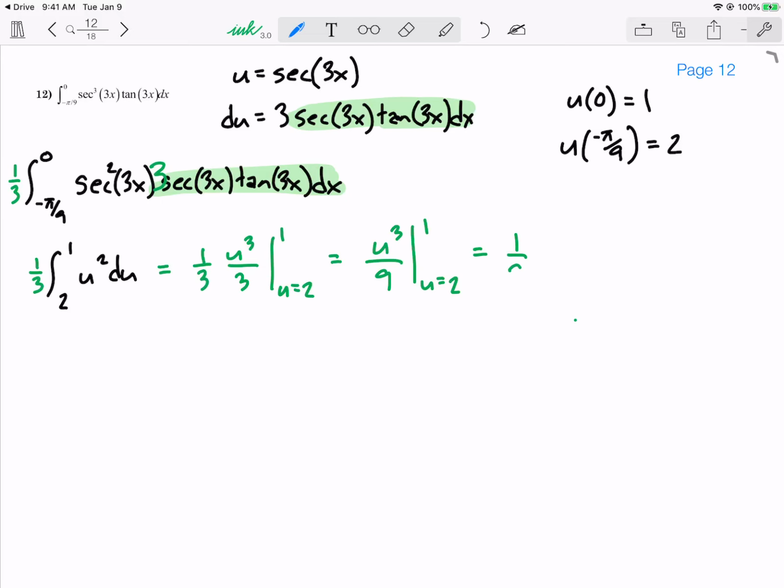Well, this is going to be 1/9. Plug in 1, I get 1. Plug in 2, I get 8. 1 minus 8 is -7, so I get -7 over 9.